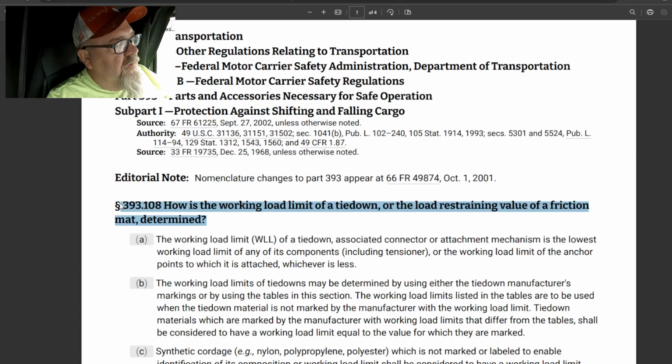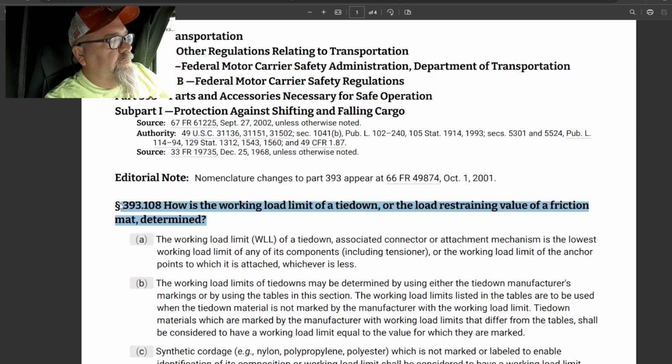As you can see here on 393.108, how is the working load limit of a tie down or the load restraint value of a friction mat determined? We're not really going to go over friction mats because I always give that a 0 rating because that's not part of my securement system. It can be determined, but we're not going to go over that. Plus it's confusing as all get out.